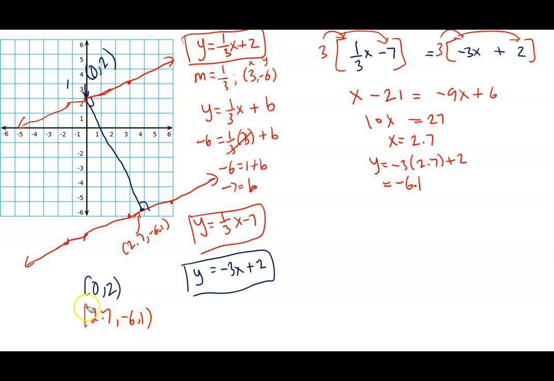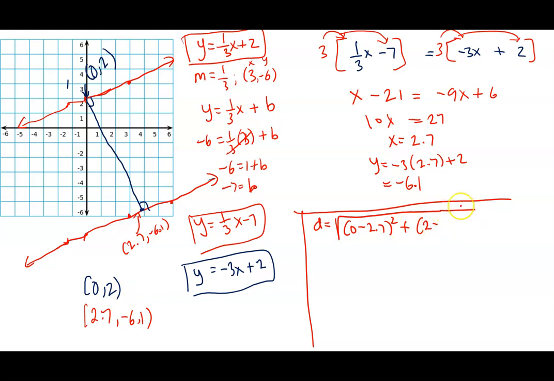Once we have these 2 points, we can find the distance between them using the distance formula. The distance formula is given by the square root of (x1 - x2) squared plus (y1 - y2) squared. So we have (0 - 2.7) squared plus (2 - (-6.1)) squared. If you simplify this, 0 minus 2.7 is -2.7 squared, and then 2 minus negative 6.1 is 8.1 squared. If you put this into any calculator, you'll get that it's about 8.5.